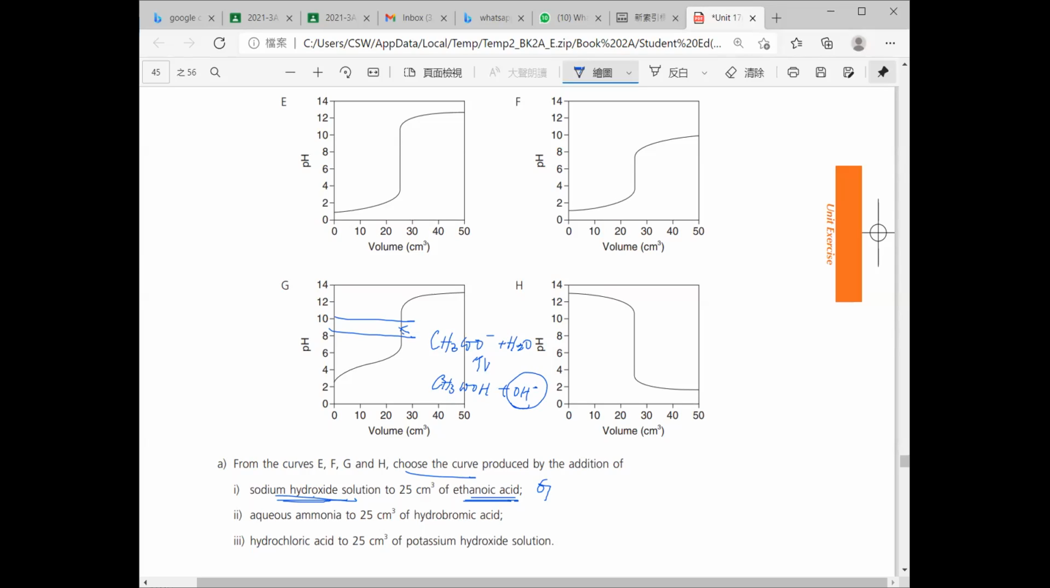2A, aqueous ammonia to 25 ml of hydrobromic acid. Hydrobromic. What acid is that? Hydrobromic. What is that? Do you know? Yep, it's HBr. Good. HBr. So what is the nature of this acid?